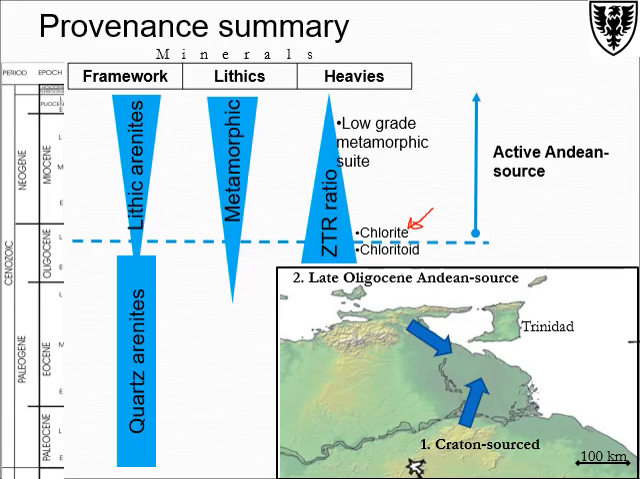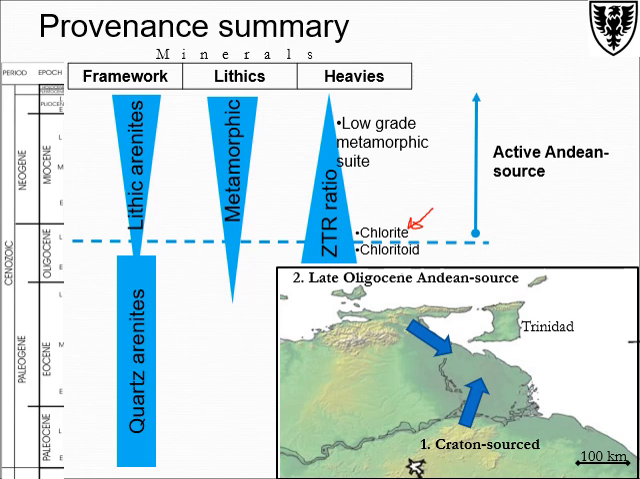Now, putting all of these together, I refer you to the map towards the base. The inference here is, during most of the Cenozoic period, that is the earlier Cenozoic, we believe a lot of the more stable minerals came from more craton sources.